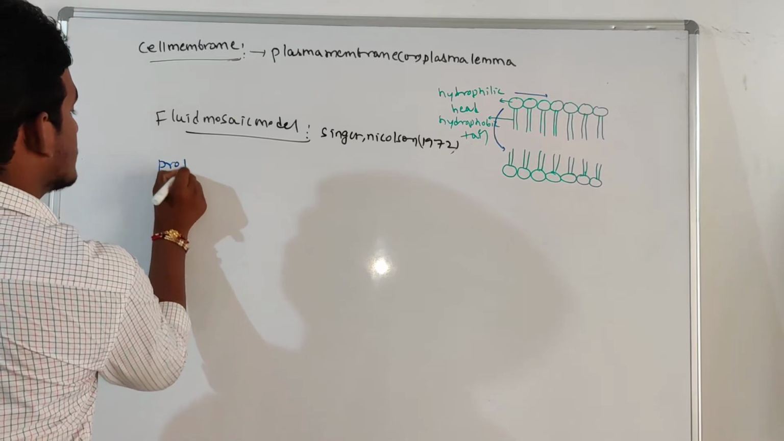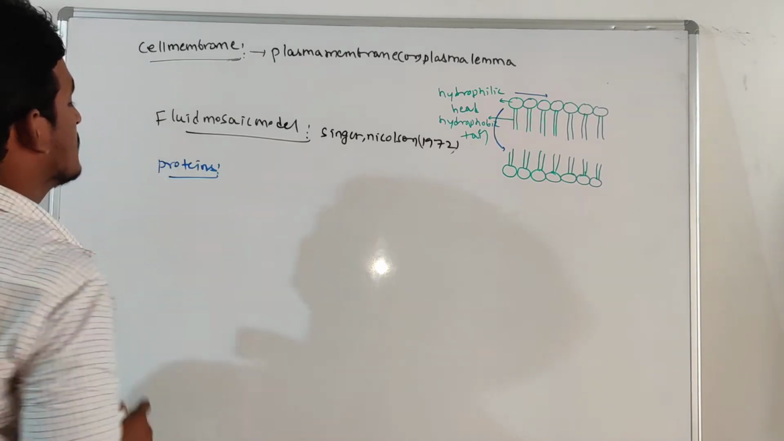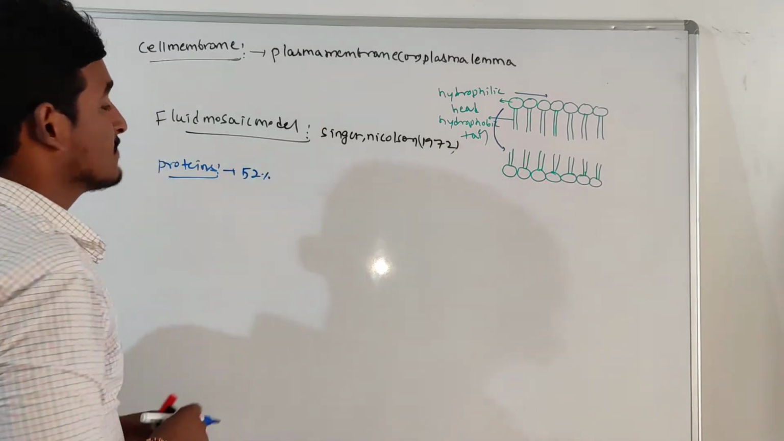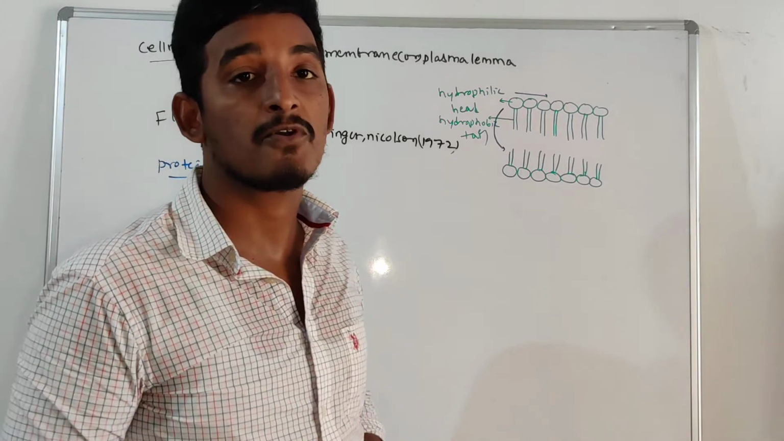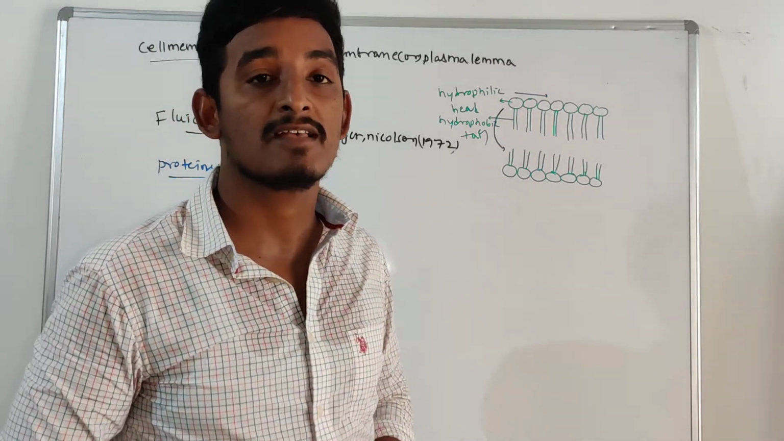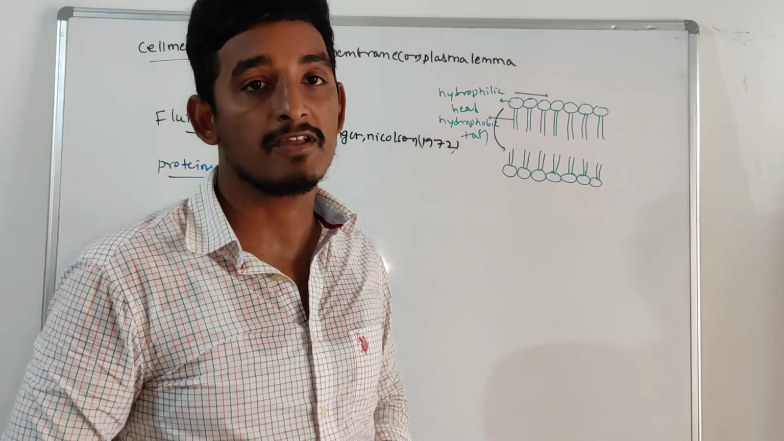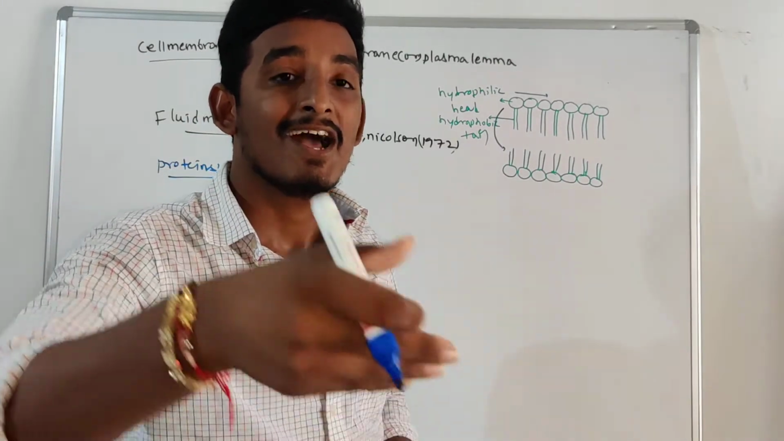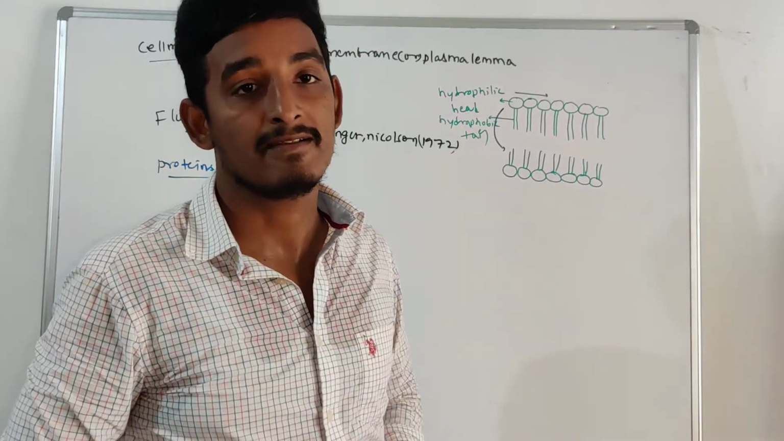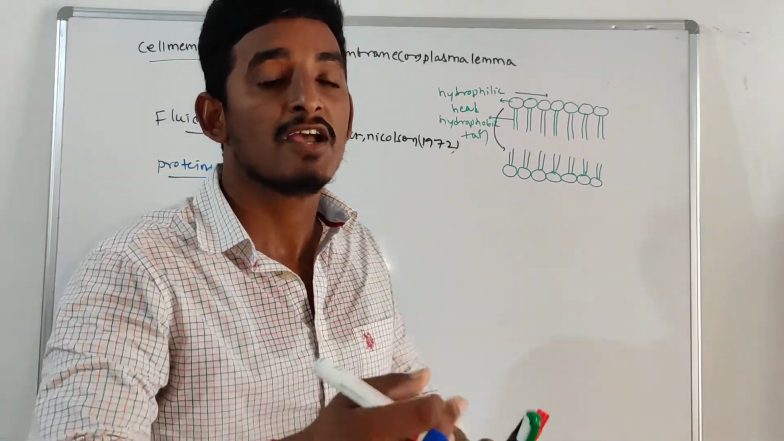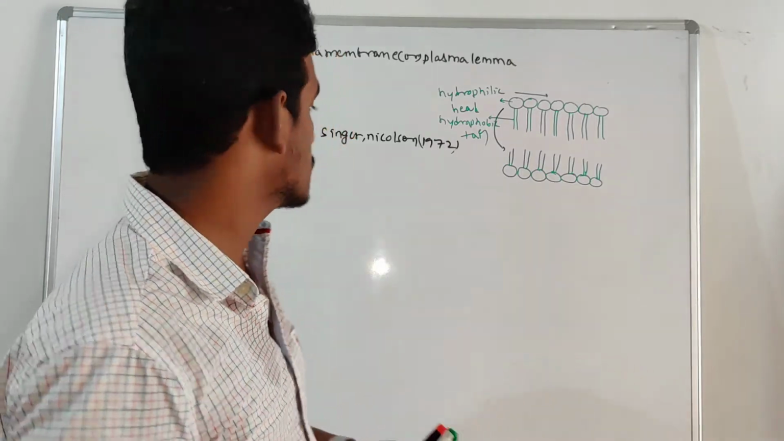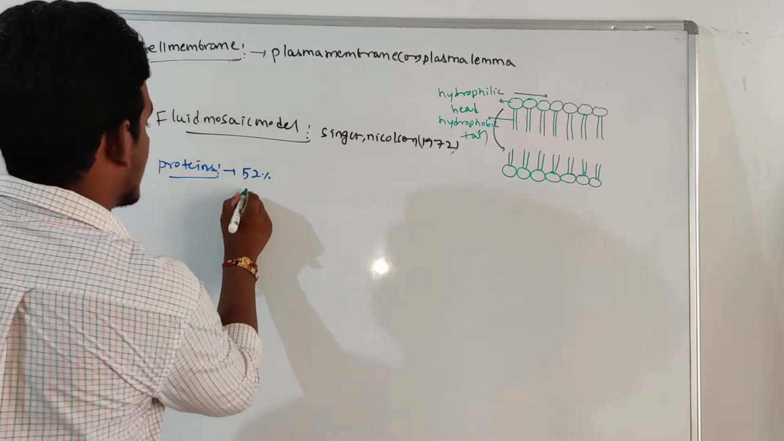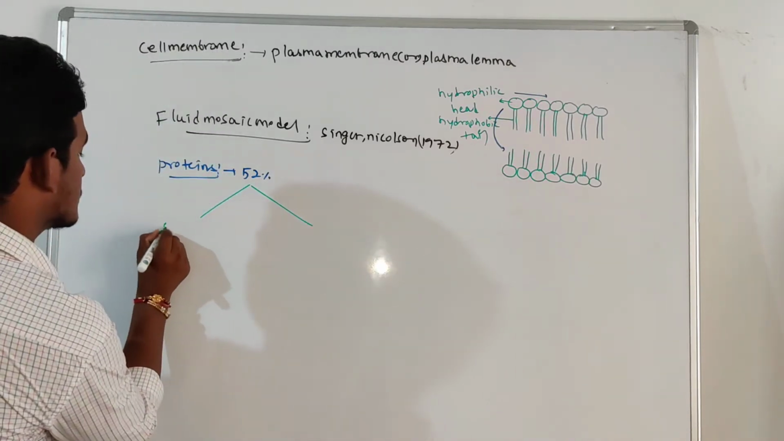So what about proteins? How much quantity is present? Here the proteins are present at 52%. What type of proteins? Mainly two types of proteins, based on the position of the proteins. Those are present on the surface of the plasma membrane, or they are partially buried or completely buried. So based on how they are present on the plasma membrane, they are classified into two types. What are those two types? Integral proteins and peripheral proteins.